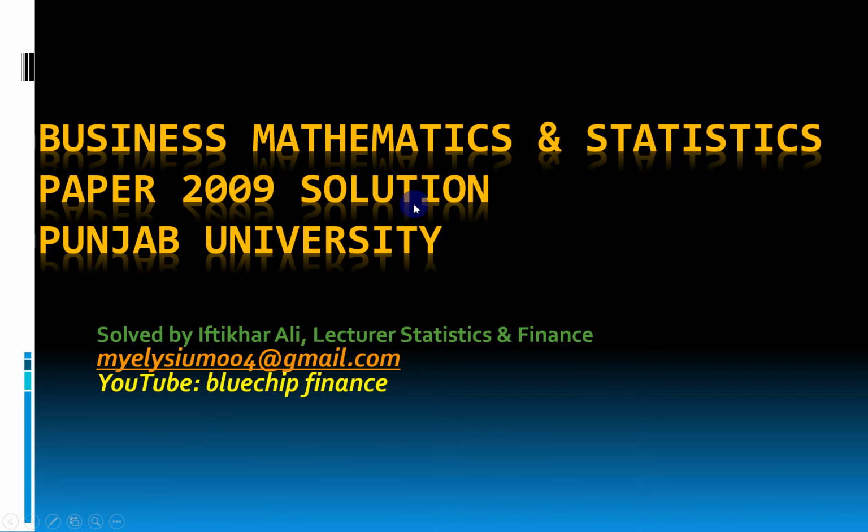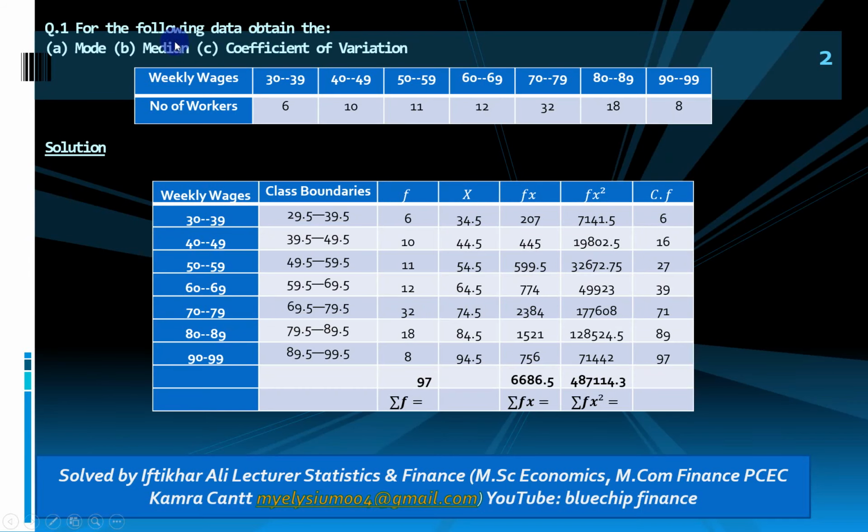In this video, we will discuss the paper of Business Mathematics and Statistics, 2009, Punjab University for BCOM. First question is about the calculation of mode, median and coefficient of variation.